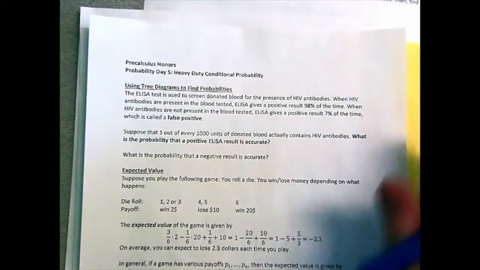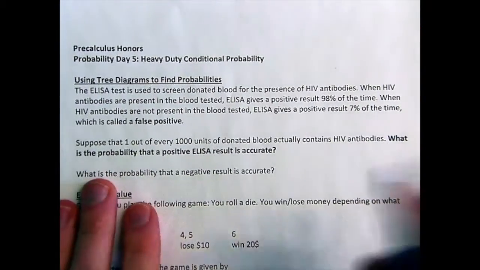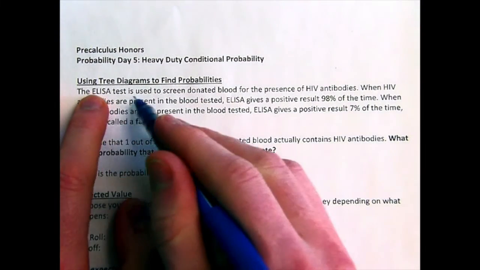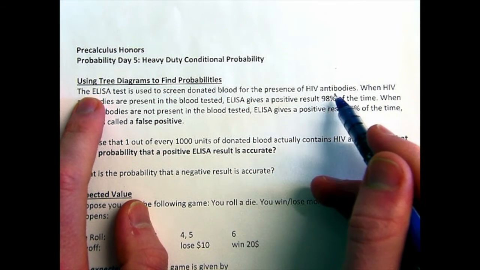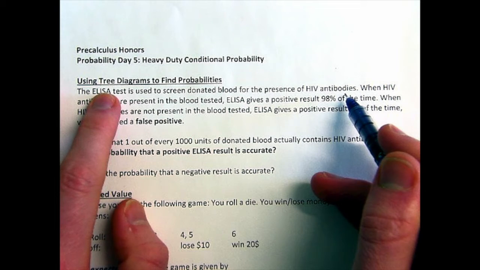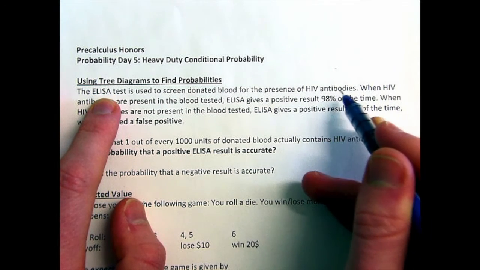Okay guys, today we're going to talk about applications of tree diagrams, and we're going to begin with this interesting word problem that I have here, so I'll just read it with you. It says the ELISA test is used to screen donated blood for the presence of HIV antibodies. So this is a test for determining whether or not someone has an HIV infection.